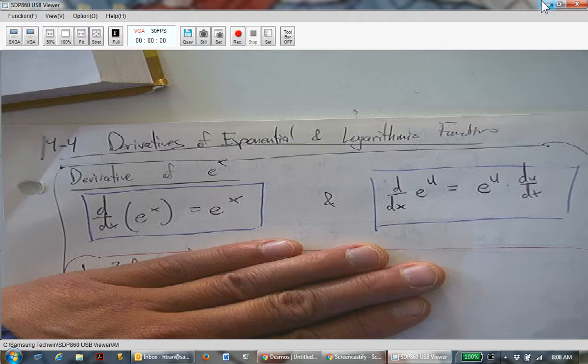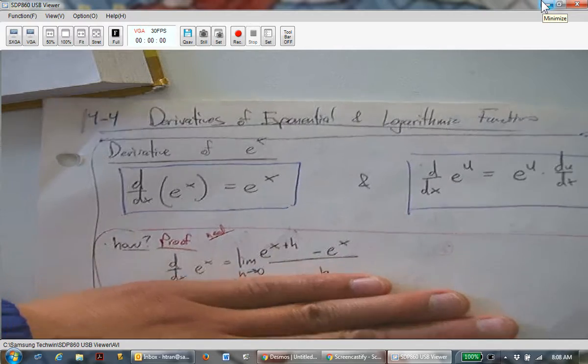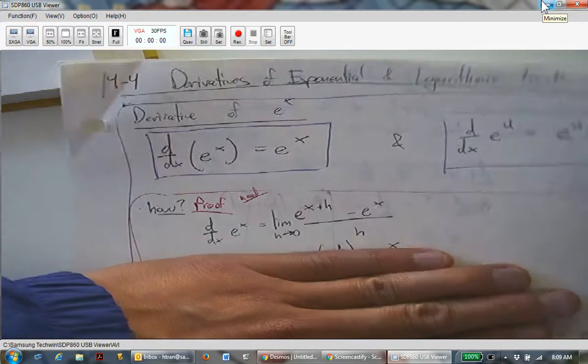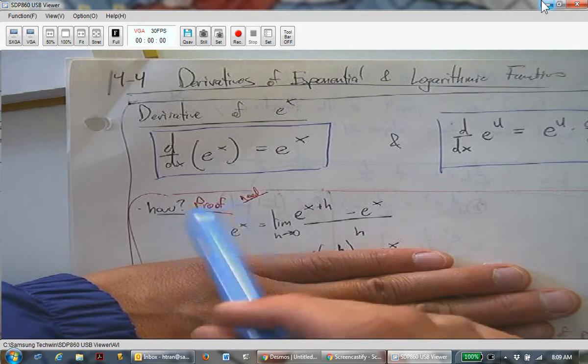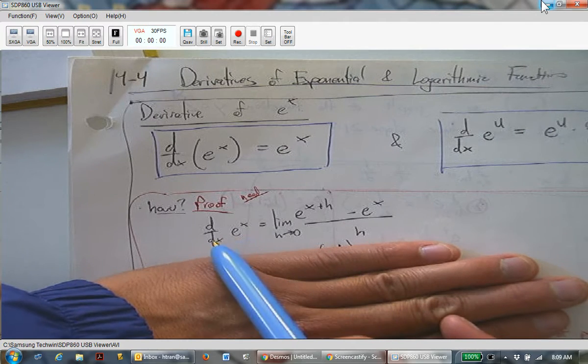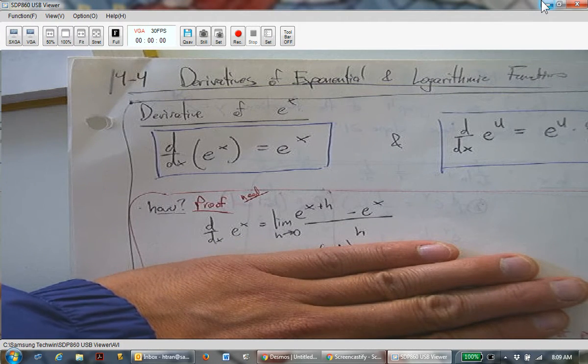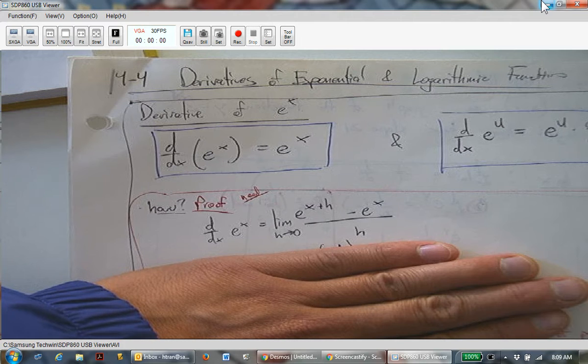Okay, so let's go over the proof about why that is. You don't have to write this part here. These are just notes to myself. But you generally want to write this down. This is one of the few mathematical proofs that I think is valuable to go over: why is the derivative of e to the x equal to e to the x?